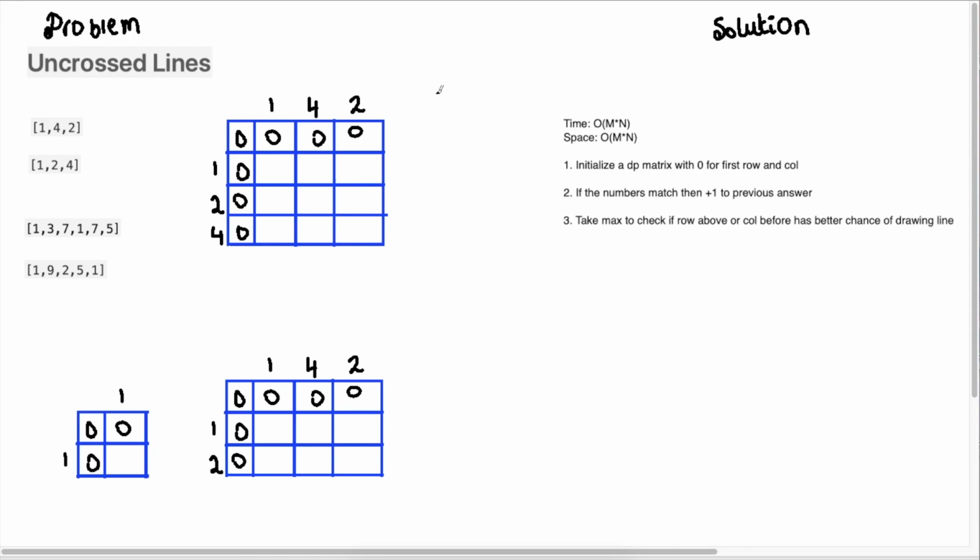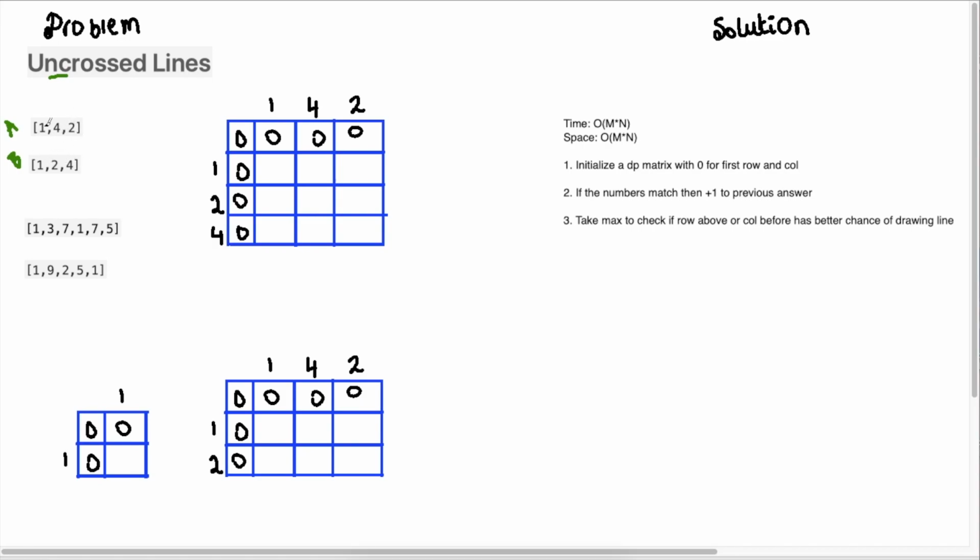Okay, the problem is asking us to find the maximum number of uncrossed lines that we can create given our input arrays A and B, and the lines cannot intersect, so that's one of the conditions. So let's solve this problem manually before looking at the dynamic programming solution.